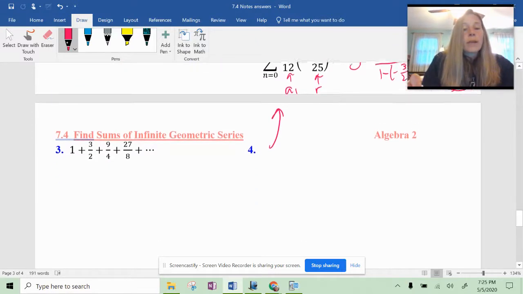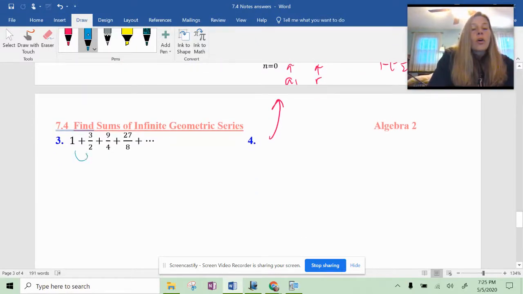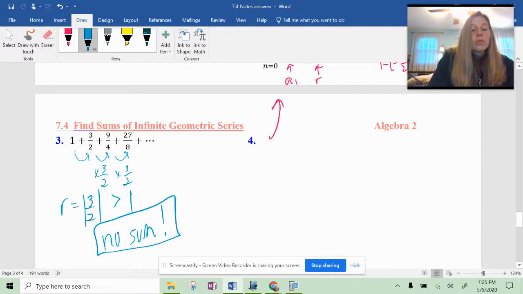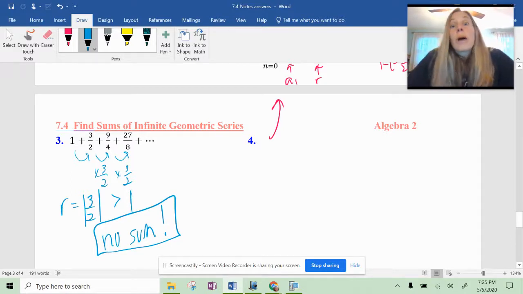Okay, and then number 3, what is our r value here? So how do I get from 1 to 3/2 or 3/2 to 9/4? So it looks like I'm multiplying by 3 over 2 each time. Now, if my r value is 3 over 2, that is greater than 1, so there is no sum for that one. So you don't actually have to do the formula because it's impossible. When the r value is greater than 1, then the sum will approach infinity and you would never be able to calculate it. It does not limit. There is no limiting value. It's not converging towards anything.